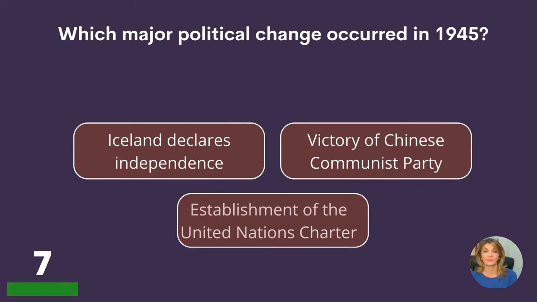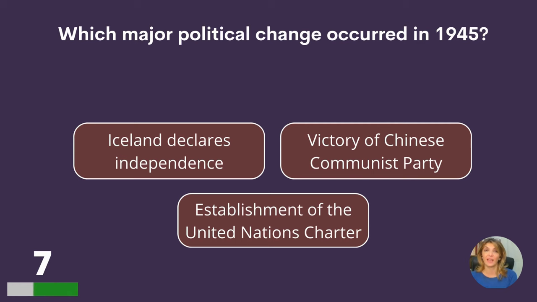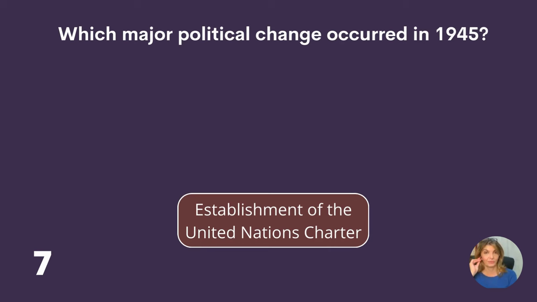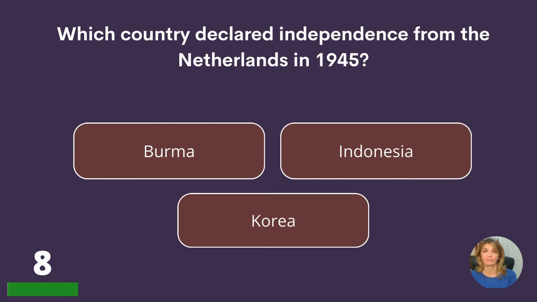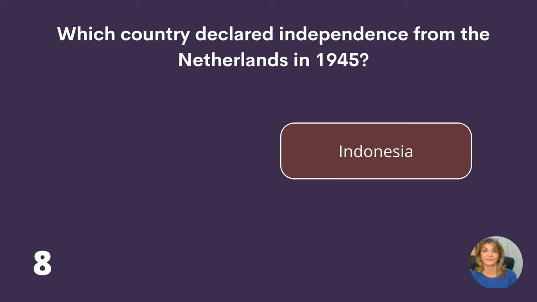Which major political change occurred in 1945? Iceland declares independence, the victory of the Chinese Communist Party, or the establishment of the United Nations Charter? The establishment of the United Nations Charter. Which country declared independence from the Netherlands in 1945? Burma, Indonesia, or Korea? Indonesia.